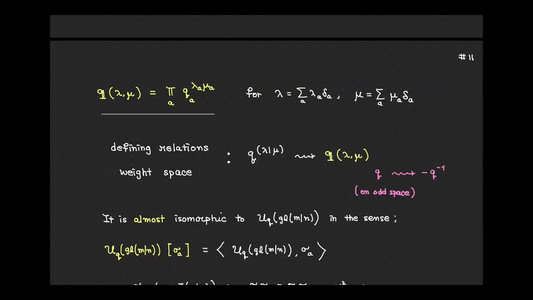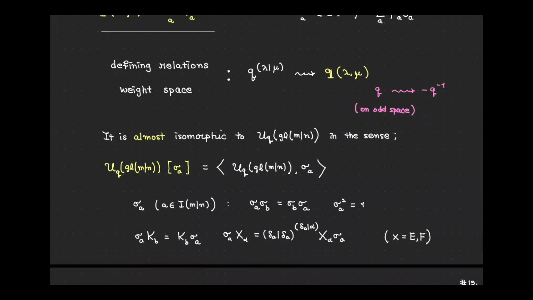But I will use this function instead. So naively speaking, the effect of this change of convention is that the parameter Q, when considering the action on the odd space, is replaced by minus Q to the minus 1. This is just somehow the technical one, but there is some benefit.